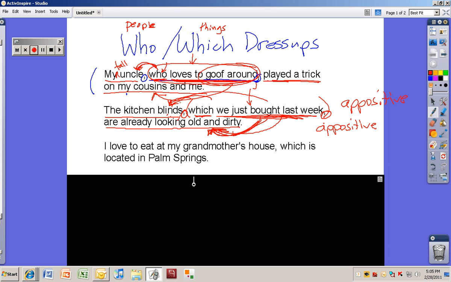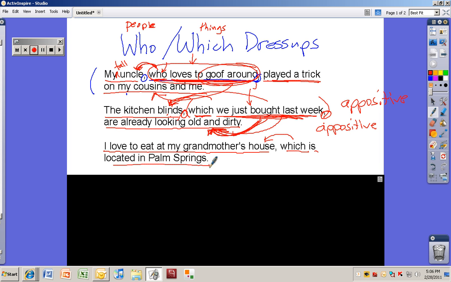I love to eat at my grandmother's house, which is located in Palm Springs. In this sentence, I decided to put my who which towards the end of the sentence. My original sentence said, I love to eat at my grandmother's house. That's all it was. And then I went on to describe the house by saying that it's in Palm Springs. That's where I go when I eat her food.